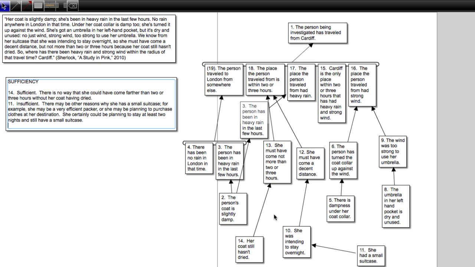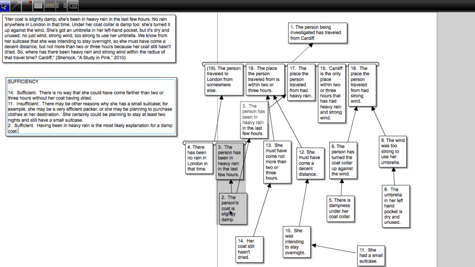Okay, let's go up to this level. Let's do 2, 5, and 8. Again, 2, 5, and 8 are the only pieces of evidence for some of these subarguments. Notice, though, that I'm going to have to evaluate 3 twice. So the question is, is 2 sufficient to establish 3? And I'm going to say yes. Having been in heavy rain is the most likely explanation for a damp coat. So that's sufficient to establish that the person's been in heavy rain for the last few hours.